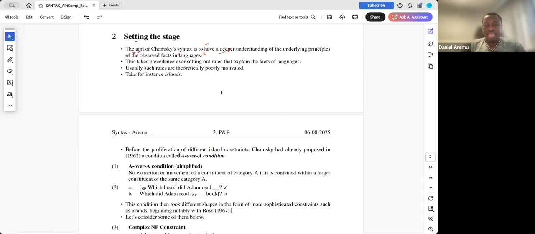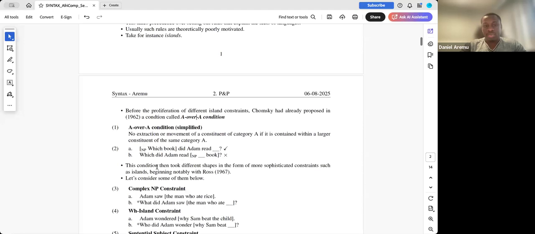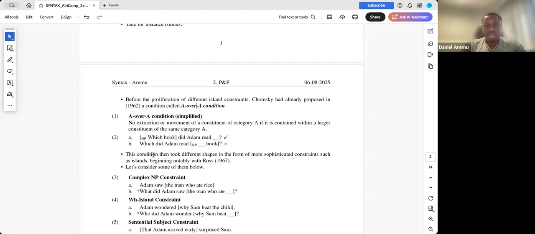That is what he called the A over A condition. Look at the definition in one, and I'm going to explain that with two. The A over A condition says, in a simplified version, that no constituent of category A can be extracted or moved if it is contained within a larger constituent of the same category A. So if you have an NP embedded inside an NP, you should not be able to move that deeply embedded NP above the NP that embeds it.